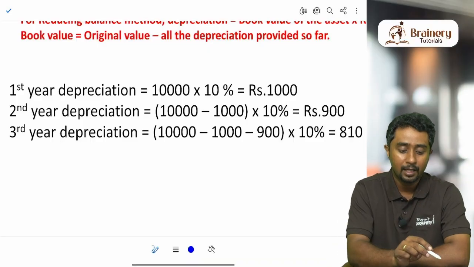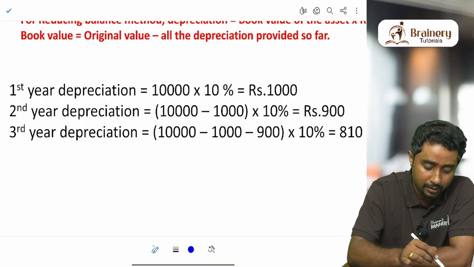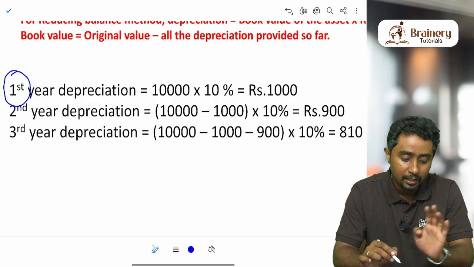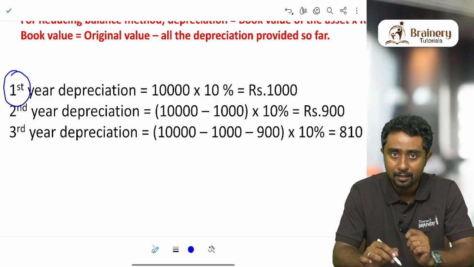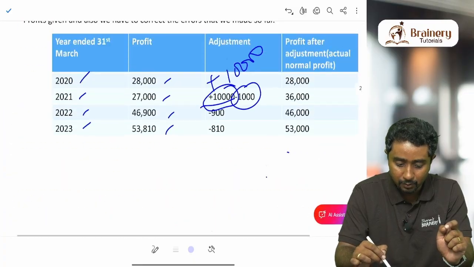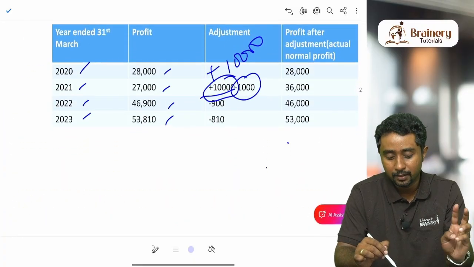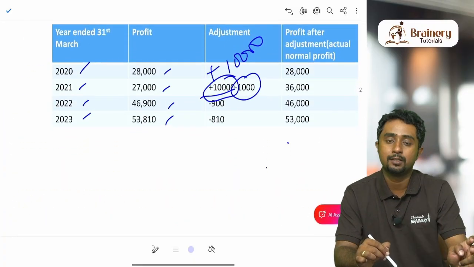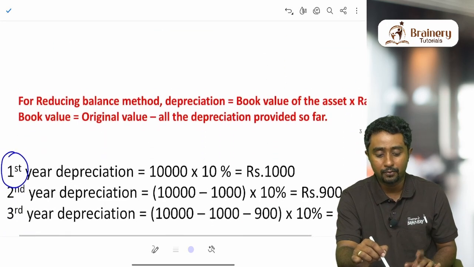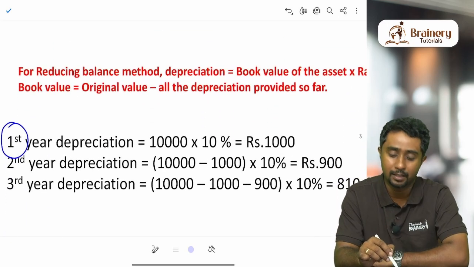You can see here, first year depreciation. First year means it is not the first year of those 4 years. That is not what I am saying. Here, it is the first year of the mistake. When is that happening? You can see here, the mistake happens in 2021. So 2021 is the first year, 2022 is the second year, and 2023 is the third year. That is the meaning of first year depreciation, second year depreciation, third year depreciation.